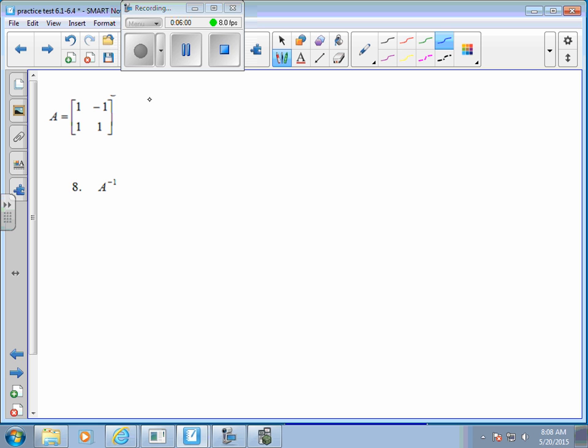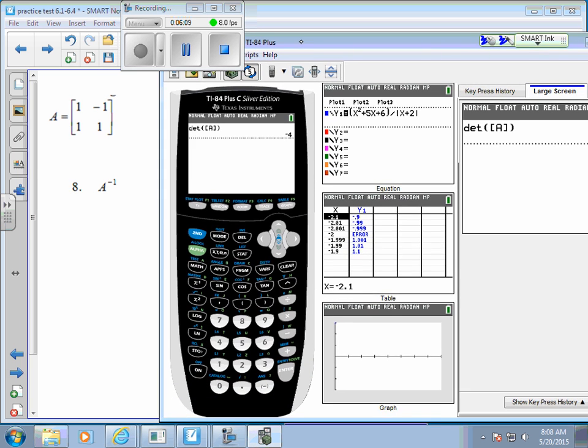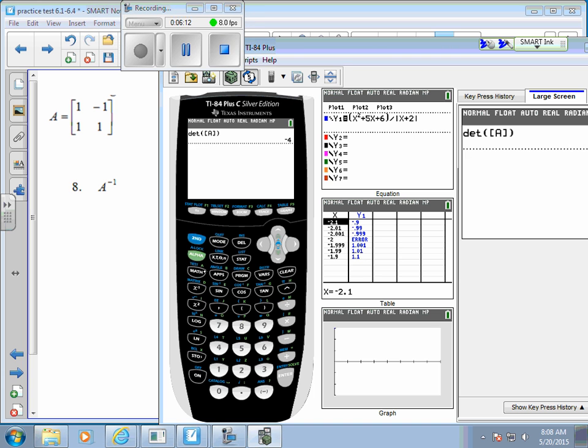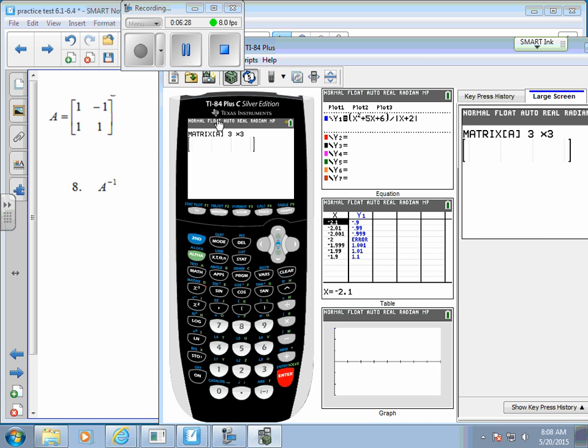Now the inverse. We're going to need our calculator to find an inverse. We didn't talk much about finding inverses because we're going to be able to use our calculator to do it. All right, let's go in here to matrix. And we're going to edit. And we're going to change it to a 2 by 2 because that's what our matrices that they give us is.